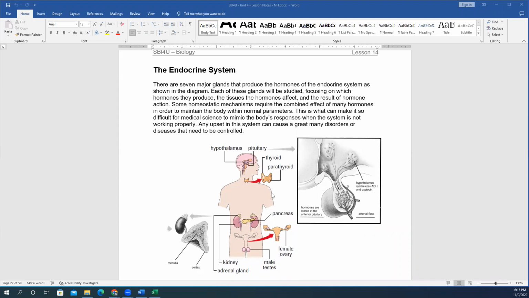And sometimes this is what can make it difficult in medicine to try and establish and copy those responses within the body when systems aren't working properly, through the use of various medications that affect hormonal changes. This is quite a complex interaction. If you have really any change or upset in the system, it can produce different disorders or diseases that will then need to be controlled.